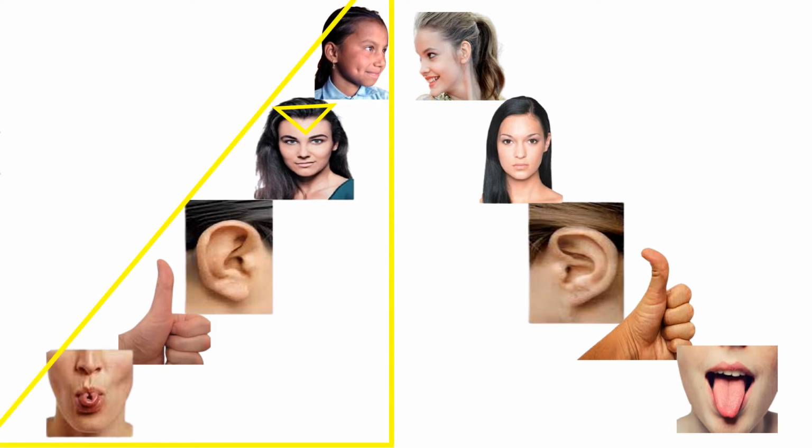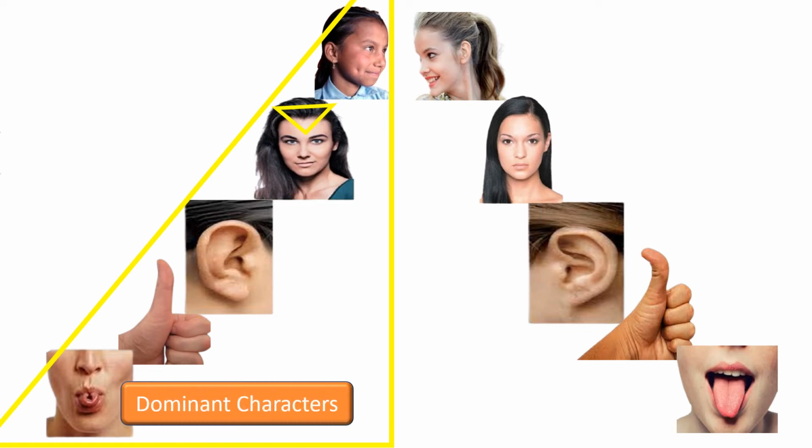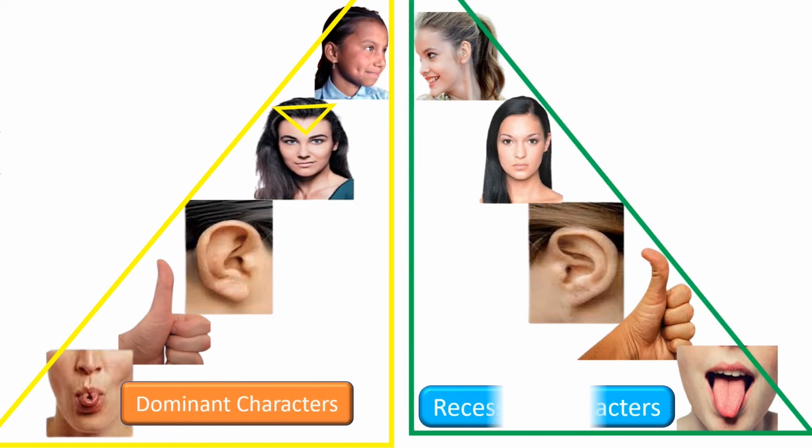Having straight thumb is a dominant character. Having a thumb that can be curved backward, known as hitchhiker's thumb, is the recessive character. Ability to roll the tongue into a tube is a dominant character. Inability to roll the tongue into a tube is the recessive character. Dominant characters. Recessive characters.